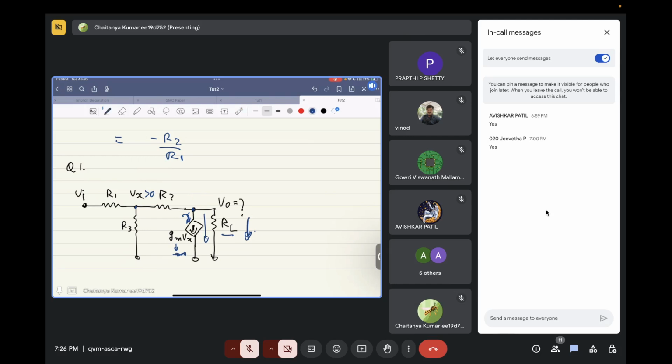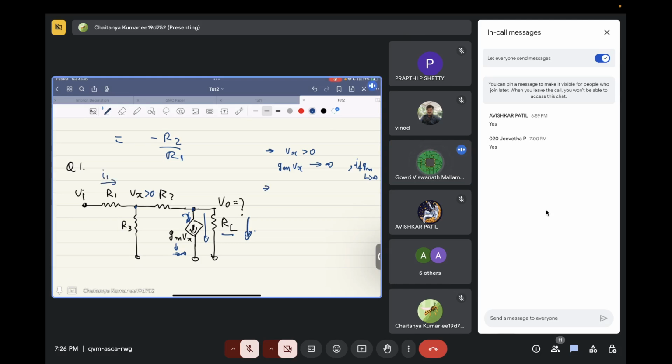Am I making sense? So can you come again? Okay, so what I am saying is, let's say Vx is greater than zero. That means to say GmVx will tend to infinity, right? If Gm tends to infinity. Till here it is correct? Now what will happen if Gm tends to infinity?